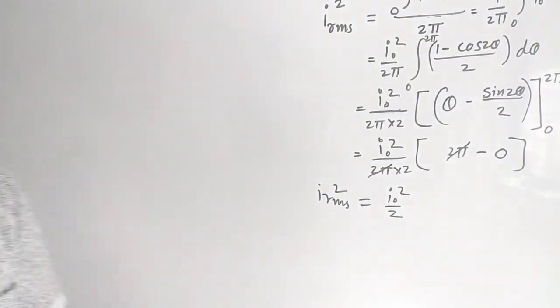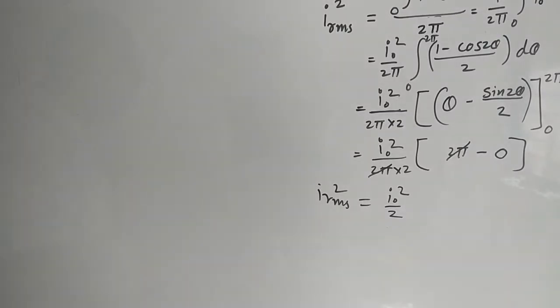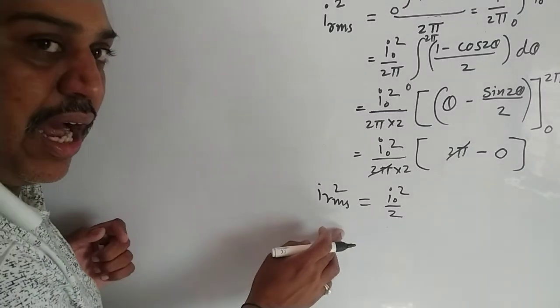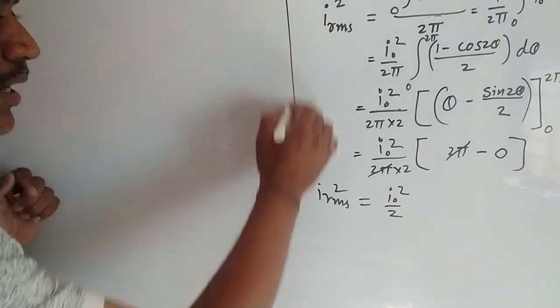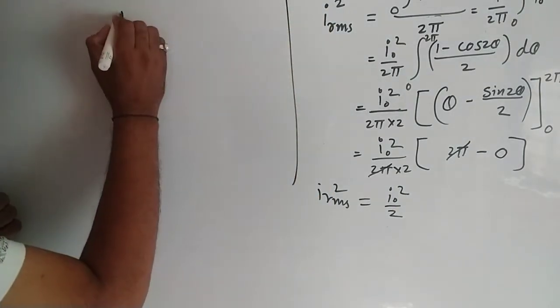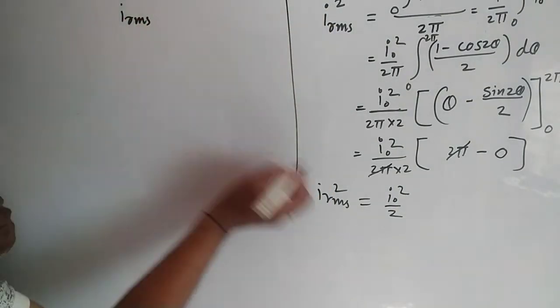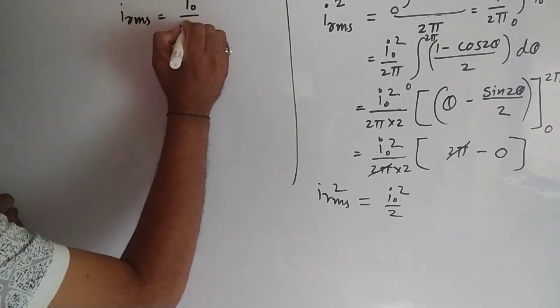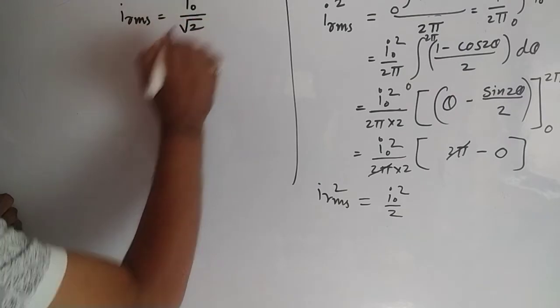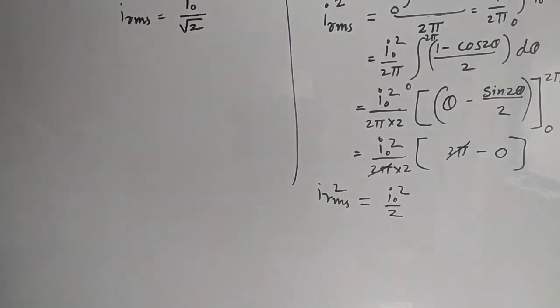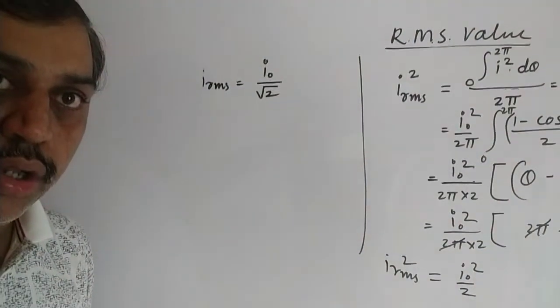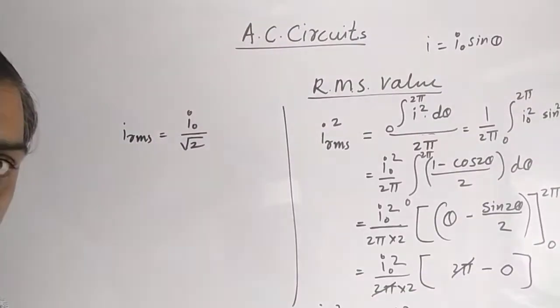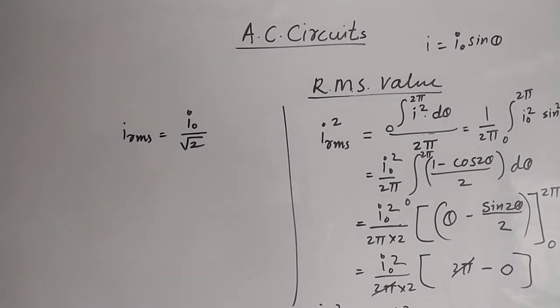Okay, now further this I0 square by 2, we are interested to find IRMS. So I will write it here. IRMS, take its square root, IRMS equal to I0 by root 2. 1 by root 2 is 0.707.